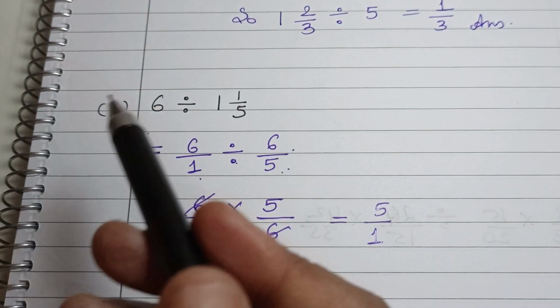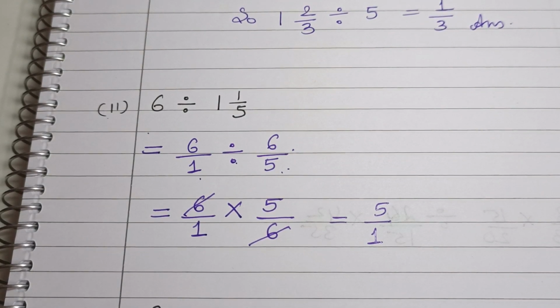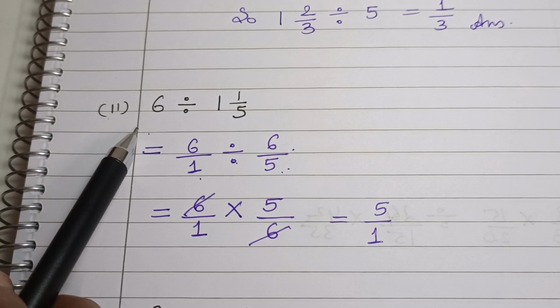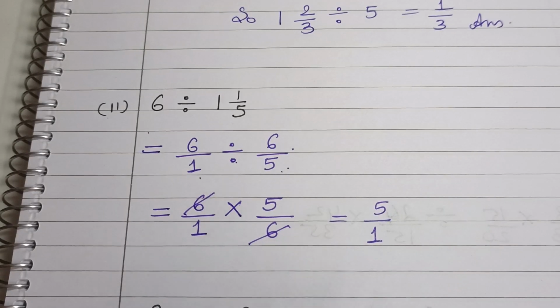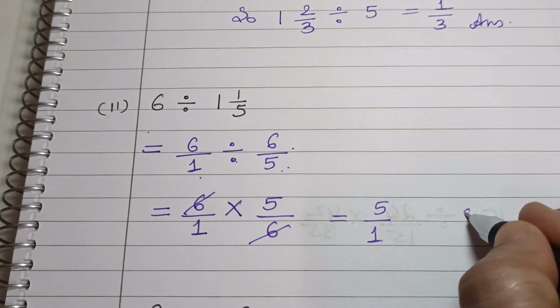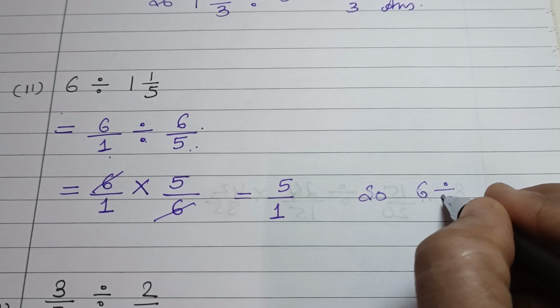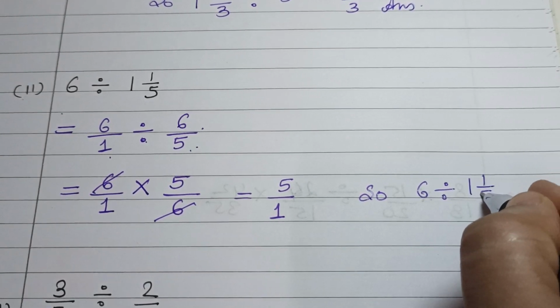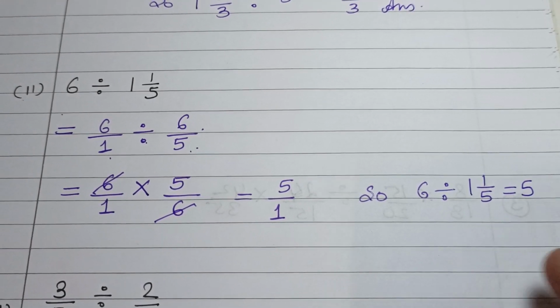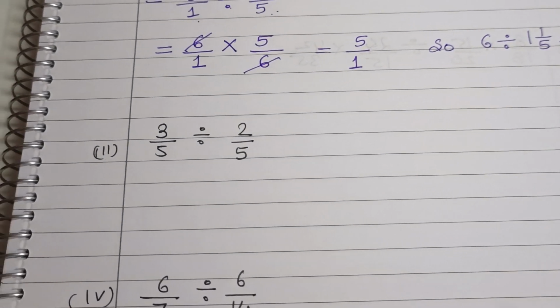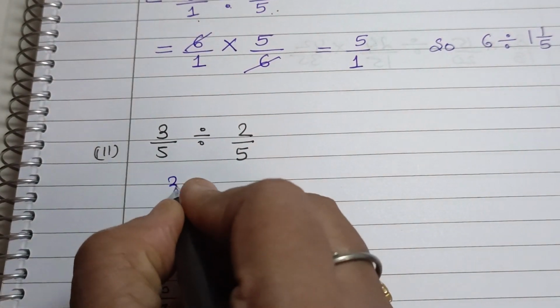So in the previous question you learned the case when the dividend is a fraction and the divisor is a whole number. Here the dividend is a whole number and the divisor is a fraction. Both cases are clear, I guess, to everyone. So 6 divided by 1 whole 1 by 5 equals 5. Right? Now we are moving to the next question, that is 3 by 5.